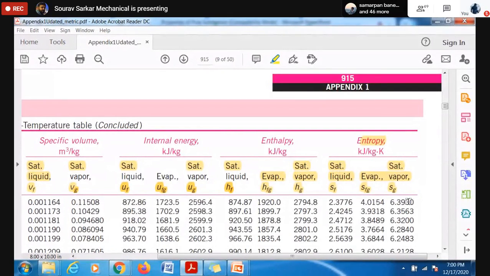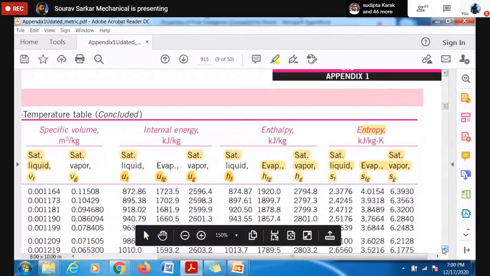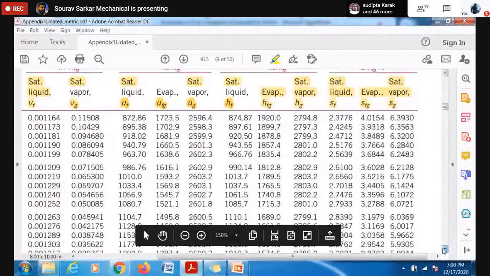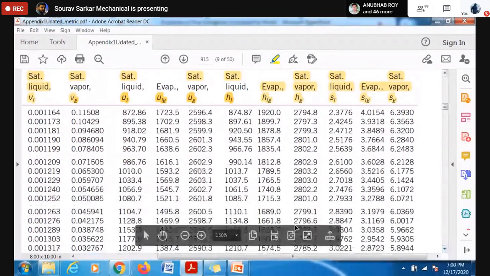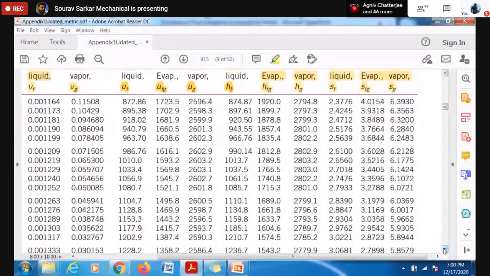Which point are you trying to say? Is it right that after a certain point, the internal energy of the saturated vapor is starting to decrease? Yes, sir. Okay. So yeah.